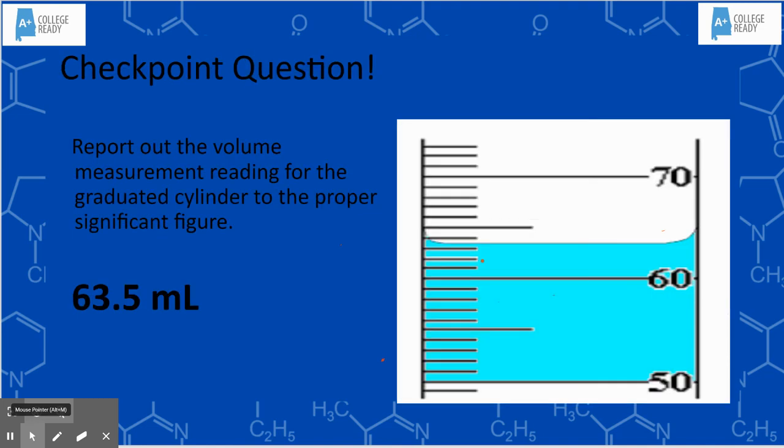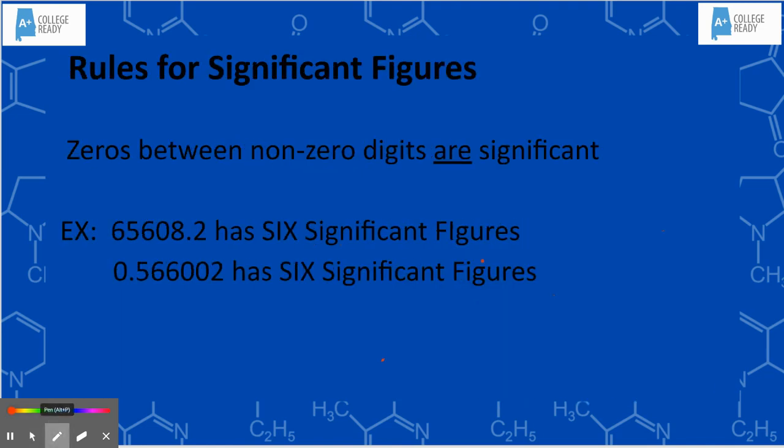Okay, so here are our rules. All non-zero digits are significant. So that's why 63.5 has 3 significant figures, because those are all non-zero digits. So here's another example. 65608.2 has 6 significant figures. We'll explain why, but the 0 in between the 6 and the 8 is also significant. So that's why we wind up with 6. This also has 6 significant figures because these 2 zeros in between 2 non-zero digits are significant, both of them.